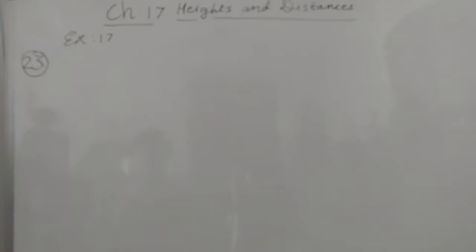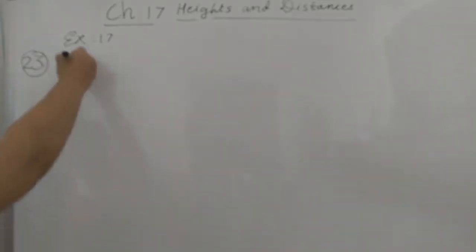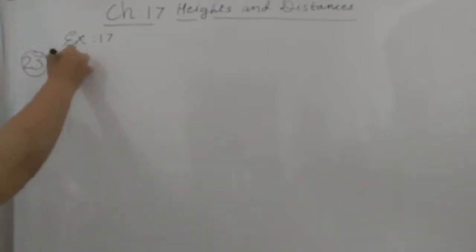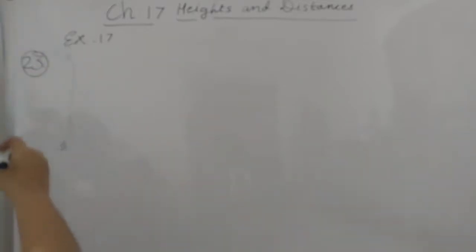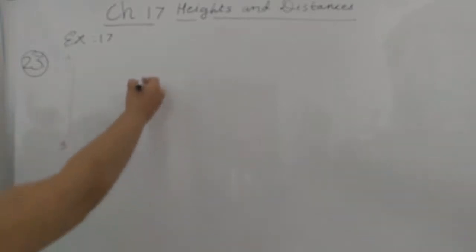From the top of a building AB, here the figure is already given. AB is a building 60 meters high. The angles of depression of the top and bottom of a vertical lamp post CD are observed to be 30 degrees and 60 degrees respectively. So here I draw the figure. This is AB, the building given to us. So here I write AB. Then the other one is CD.